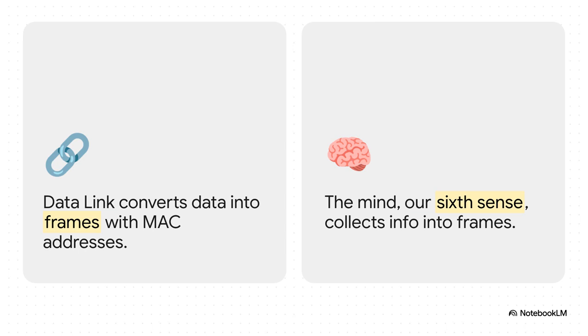Now, stepping up one level, the data link layer converts that raw binary into manageable chunks called frames. It uses MAC addresses to keep track of where they came from. Identically, our mind acts as a 6th sense. The mind's entire job is to collect all those raw ones and zeros from our 5 senses and package them into frames, into coherent thoughts and perceptions. It takes the messy physical data and organizes it.